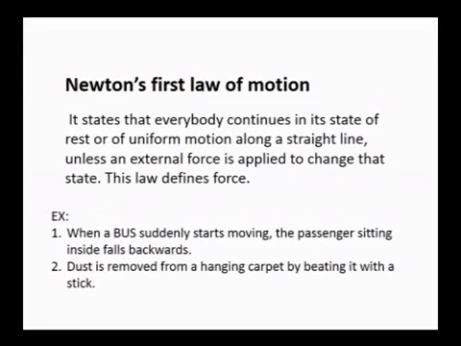So, when dust is removed from a hanging carpet by beating it with a stick, you take a stick and hit it, and the dust actually falls down. So, in all these cases we are discussing, the first Newton's law talks about the existence of force. Without force you cannot have the body moving. So, that is basically Newton's first law of motion.